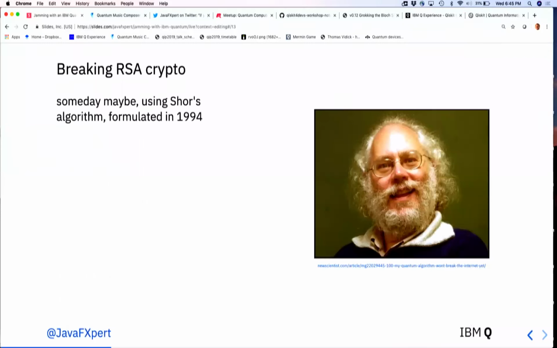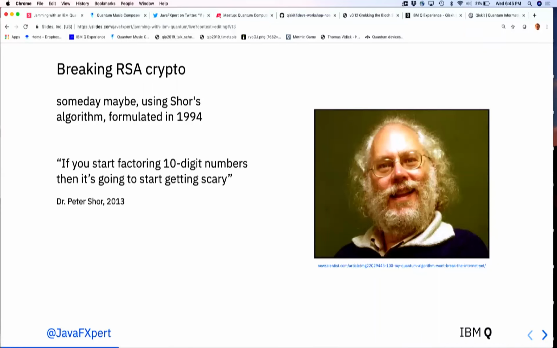So what is quantum computing going to be good for, and what is causing some of the excitement about it? Well, back in 1994, Dr. Peter Shor published a paper on what's called Shor's algorithm. The idea is that you can factor large numbers into two primes a lot faster using Shor's algorithm. As a matter of fact, exponentially faster.